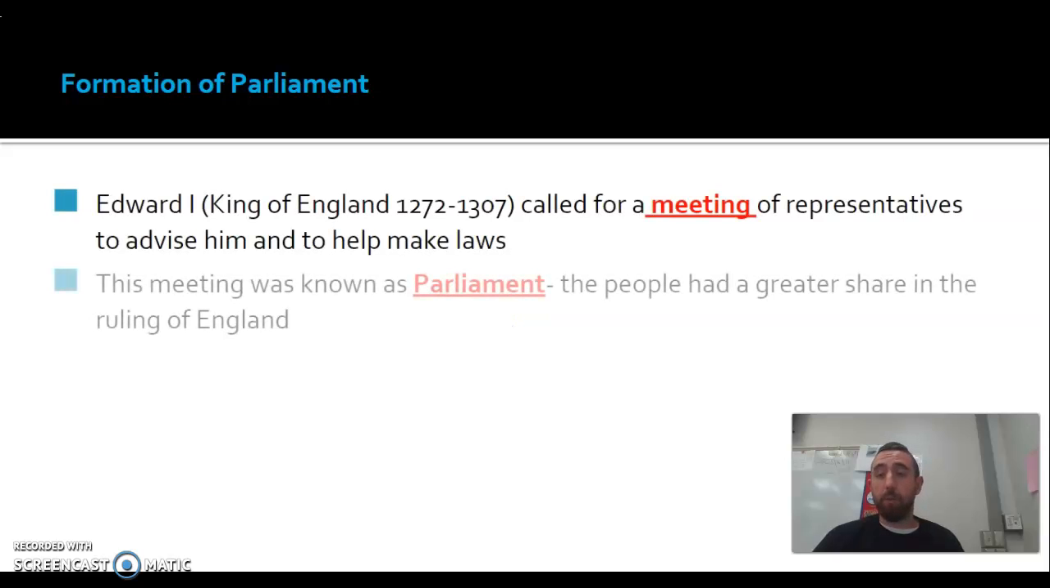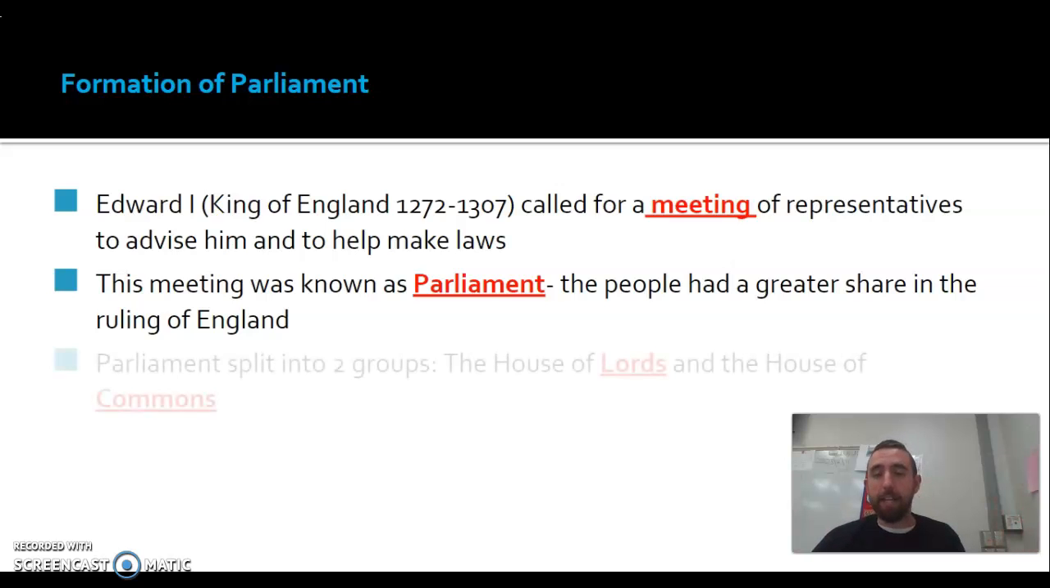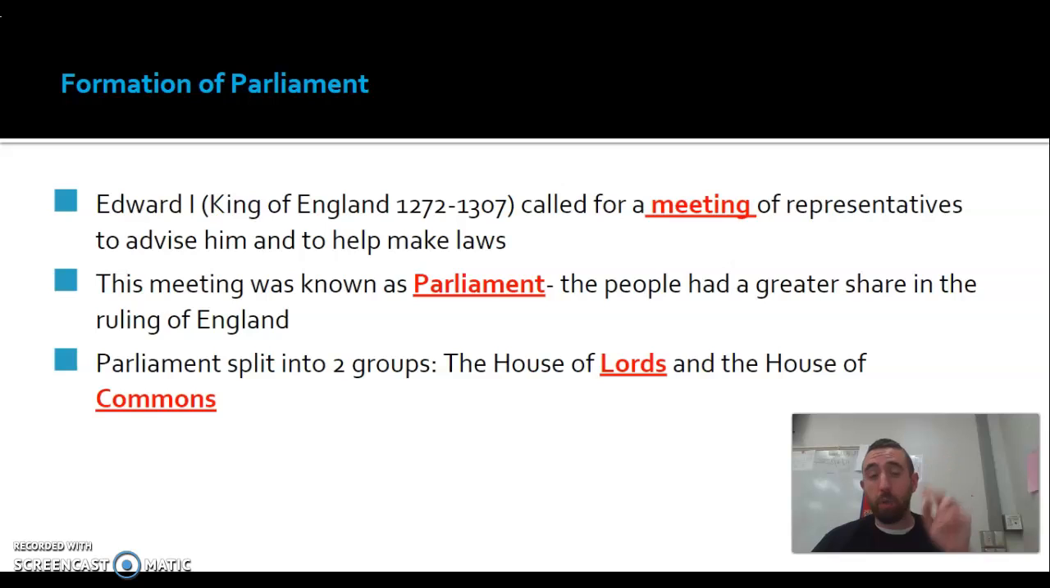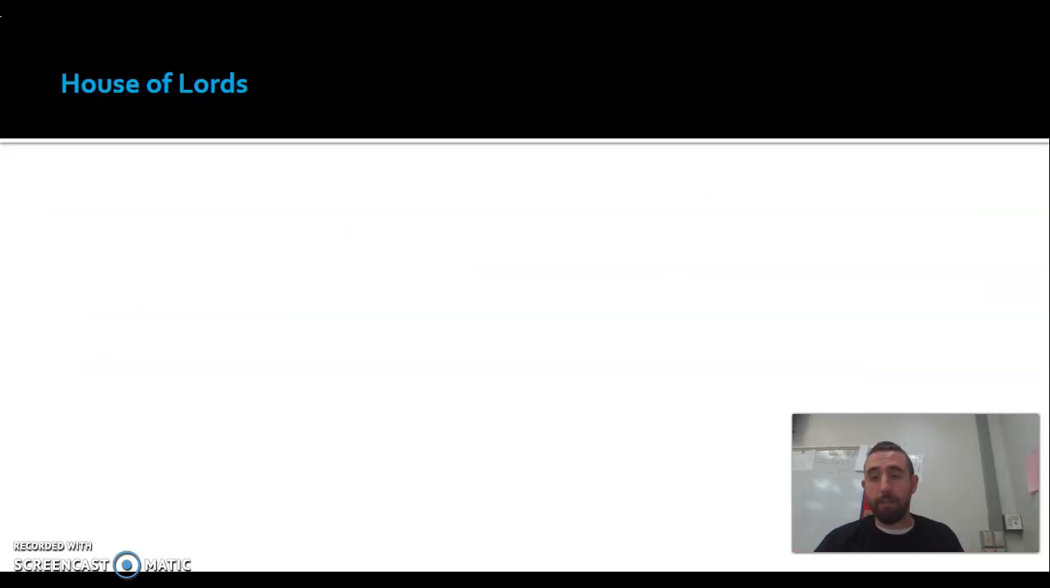Next big step is the formation of Parliament. Edward I called for a meeting of representatives to advise him and help make him laws. This meeting was known as Parliament, and it allowed for a greater share of ruling England together. Now, at first, it's going to be split into two groups. There's the House of Lords. So at first, it's just the rich people, the nobles who are coming together to help the king rule. But eventually, we will get the House of Commons.